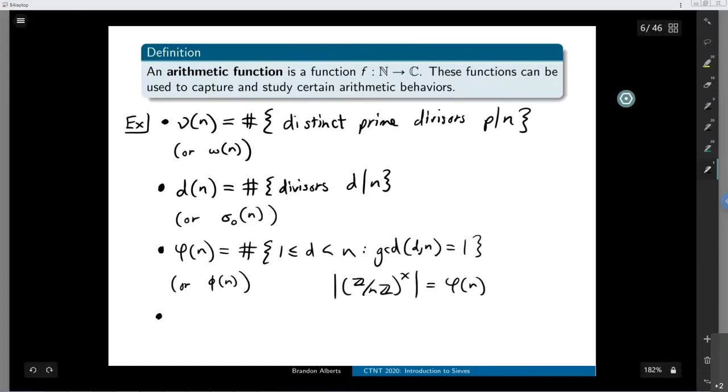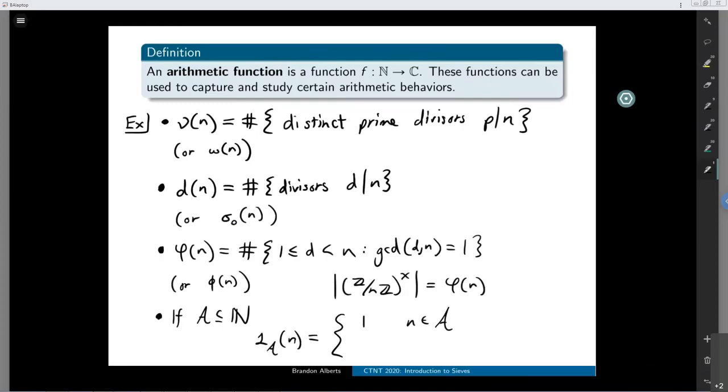All right, the last example is a pretty important one. It's a bit more of a broad idea. Let's say that we have a subset of the natural numbers. Then we can look at the characteristic function of this subset. So this is a function that when you plug in an integer n, it's equal to 1 if n belongs to this special set A. It's equal to 0 otherwise.